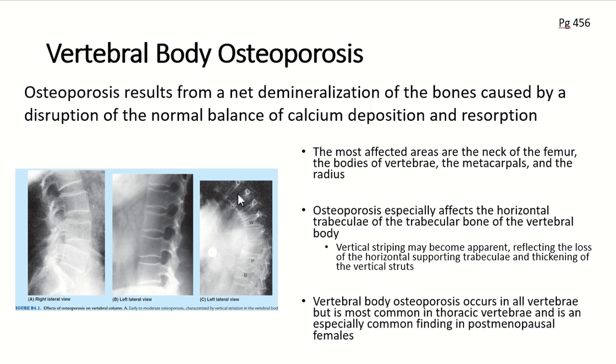Over here, when we're talking about late osteoporosis, this is in the thoracic region. You can see that there's this massive excessive thoracic kyphosis as a result of the collapse of the vertebral bodies that can no longer hold the body upwards, and they become wedge-shaped instead of more flat discs. So vertebral body osteoporosis occurs in all of the vertebrae, but is most common in the thoracic vertebrae and is especially common in postmenopausal females.